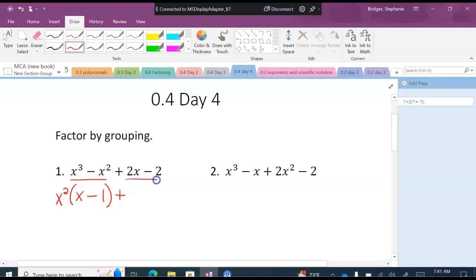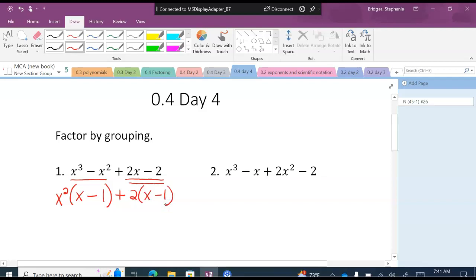And then we're going to focus on the last 2 terms. And we're going to repeat the process. We're going to see what it is that they have in common. We're going to pull that out, and then we'll write what's left in parentheses. What did 2x minus 2 have in common? 2. Okay, so we're going to factor out a 2. And then if I divide each one of those terms by 2, what's left? X minus 1.